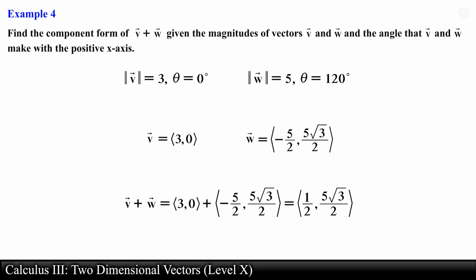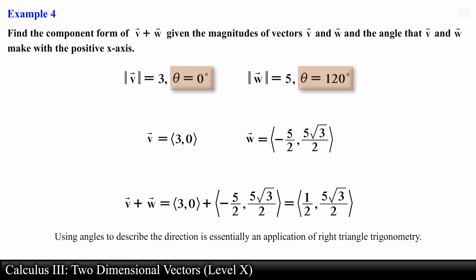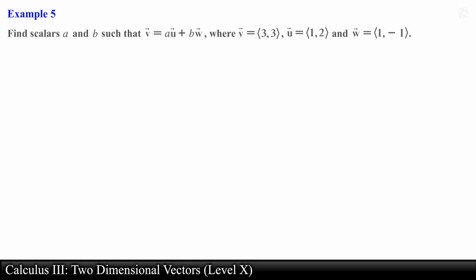Notice that using angles to describe the direction is essentially an application of right triangle trigonometry. We will be making use of angles to denote the direction of vectors in various applications throughout our multivariable calculus course. Alright, let's go over the next example.